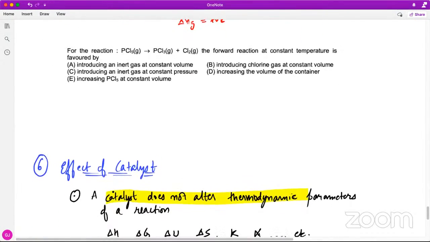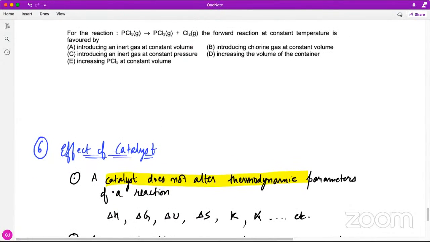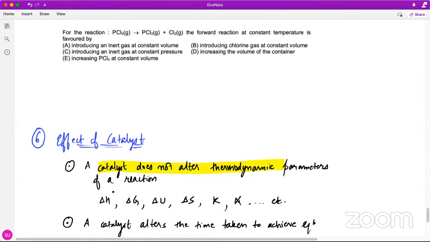Okay, whoever has written it down, just note one more thing. In the end, a catalyst does not impact the equilibrium. It only changes the time taken to achieve equilibrium. And so we are not concerned with the time taken right now. Correct. Yeah.